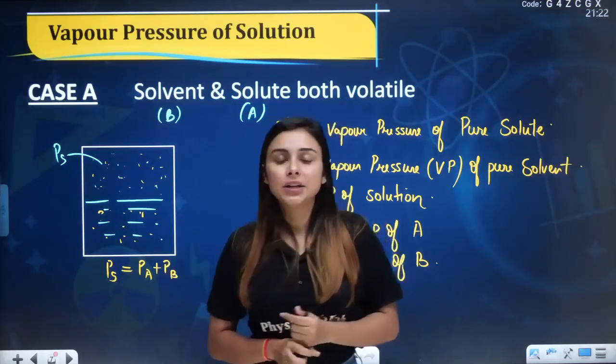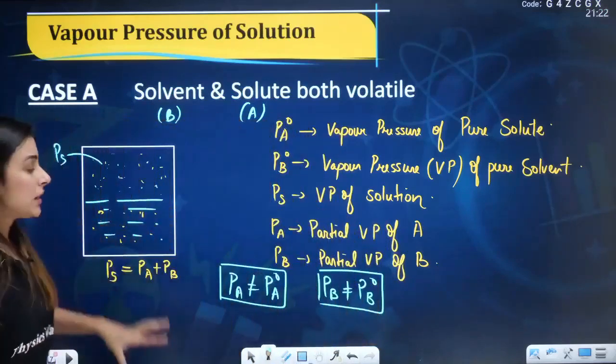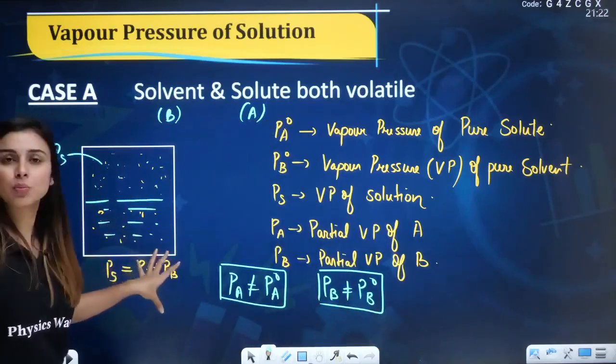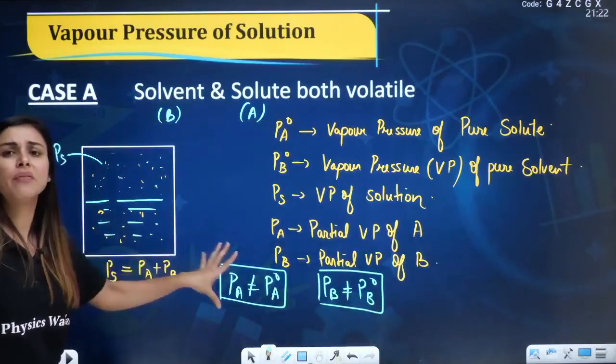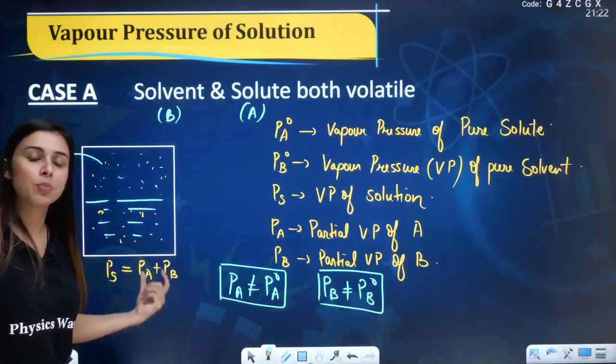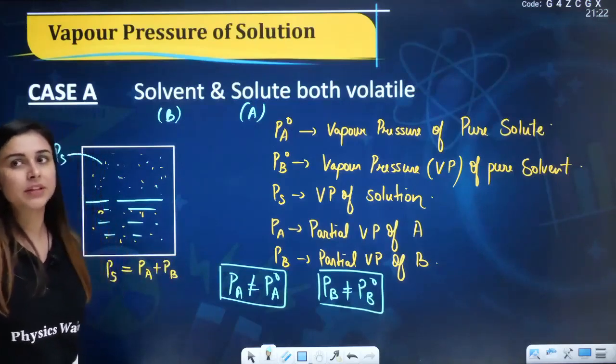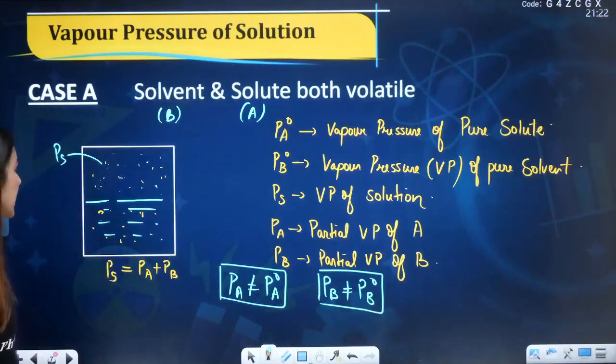So what Dalton told is that the solution's pressure would be equal to the sum of the partial pressures of all the components present. Here only two components, so we'll only talk about the two components. Now my dear students, what are we going to do?